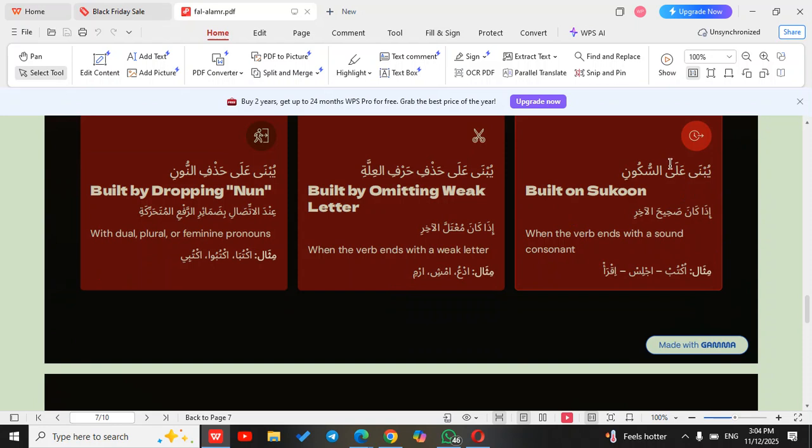So mata yubna fi'l amr ala sukun? Idha kana sahih al-akhir, which means when the verb ends with a sound consonant. Example, uktub, ijlis, iqra'. You can see all these fi'l amr, they end with what? They end with sukun. So in this form, we are going to be saying fi'l amr mabniyyun ala sukun.